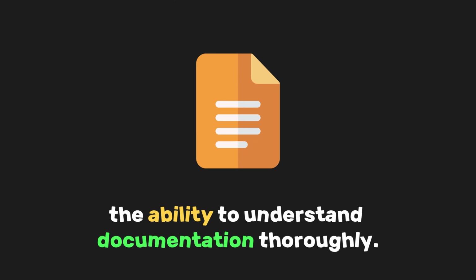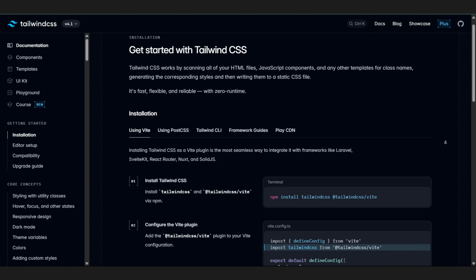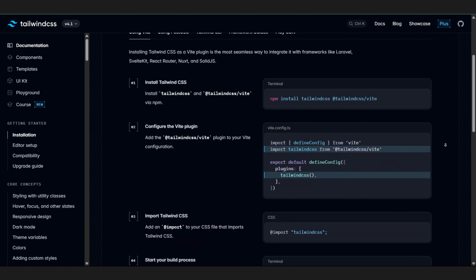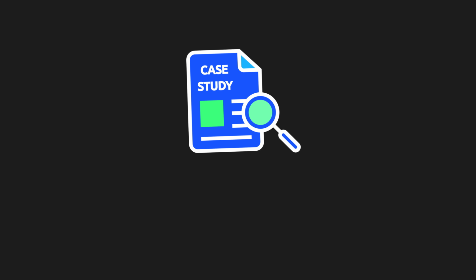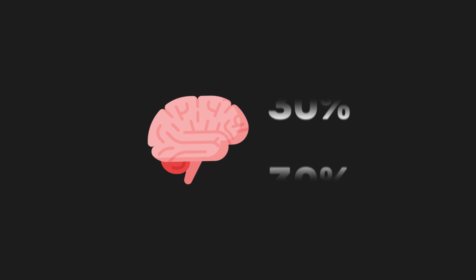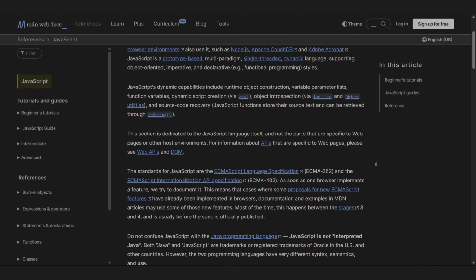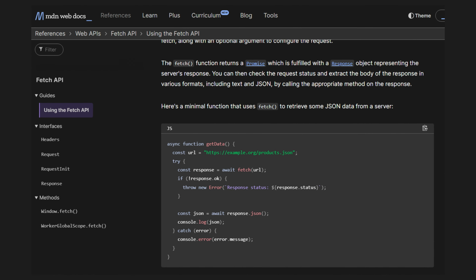The next game changer is the ability to understand documentation thoroughly. Documentations, such as MDN for JavaScript or Tailwind's site, are the wise guides of web development. But they often feel like reading stereo instructions. A 2016 study shows that asking questions and summarizing improves understanding by 30%, compared to just skimming. Don't stare at the Fetch API like it's algebra homework.